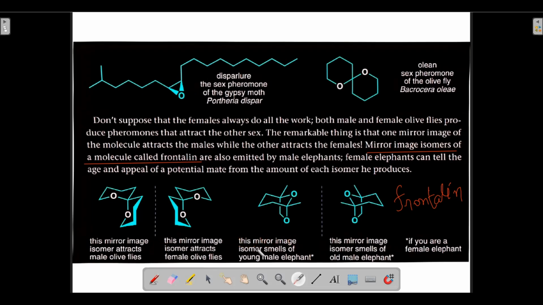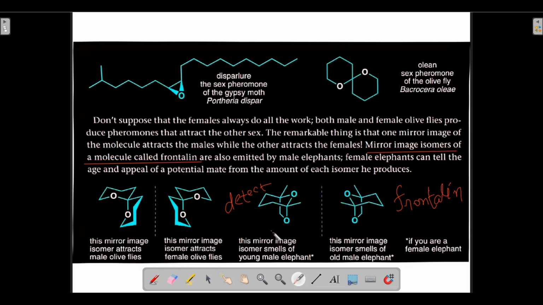Now this particular mirror image isomer smells of a young male elephant, and this mirror image isomer smells of an old male elephant. If you are a female elephant, you can clearly detect the smell and tell that this compound smells like a young male elephant, and this compound smells like an old male elephant. Although both are the same compound, they are mirror image isomers of each other.